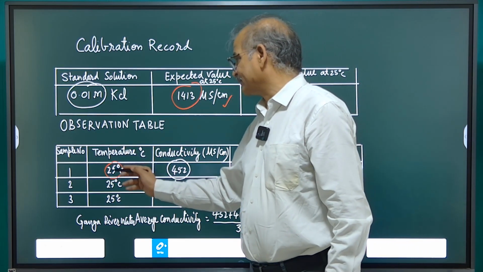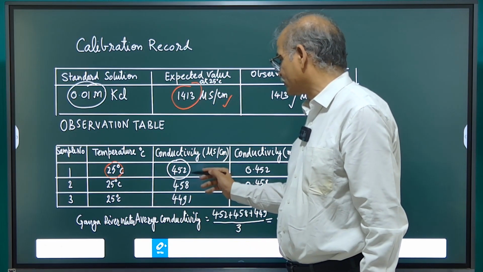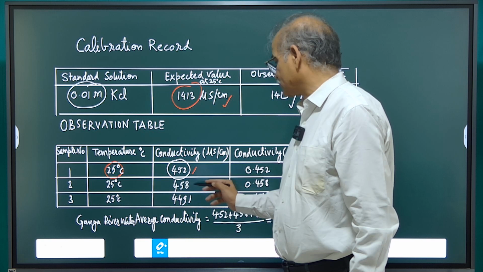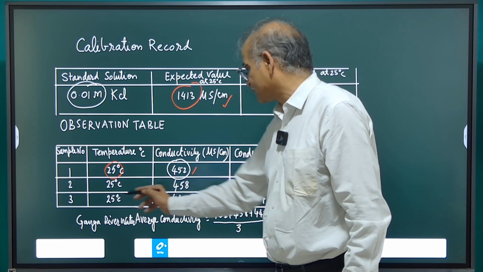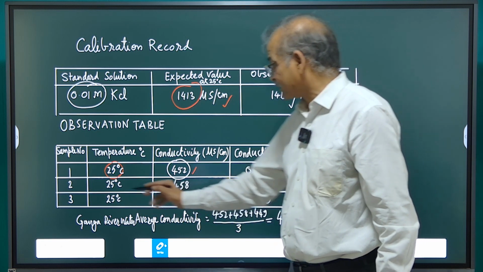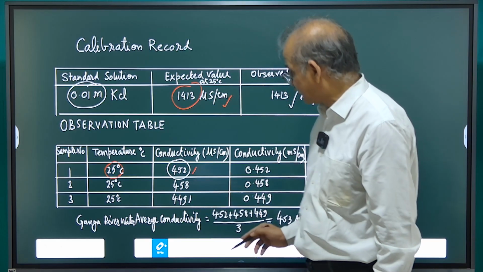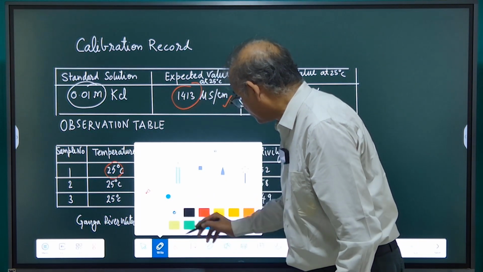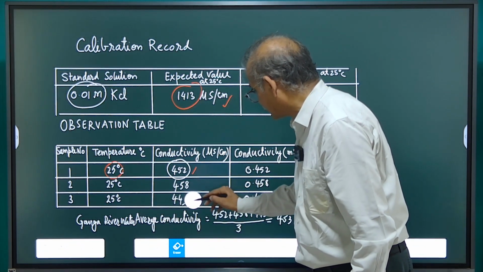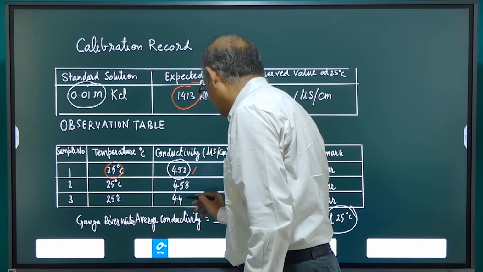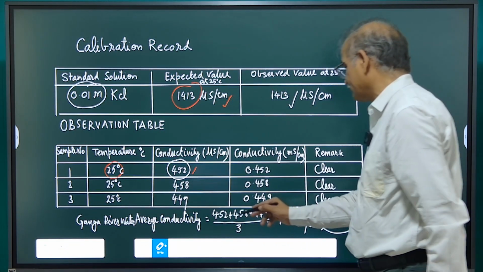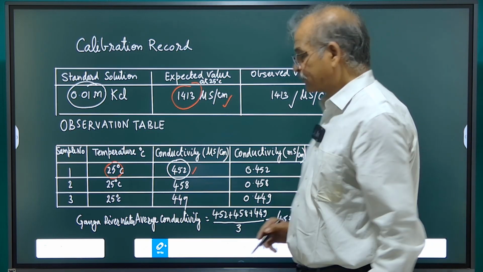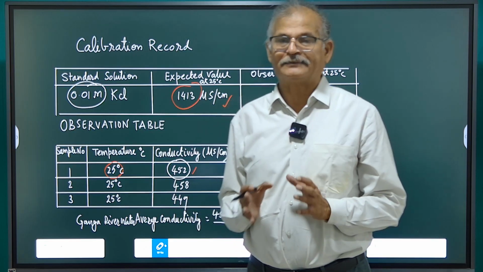Then at 25 degrees centigrade, sample number 1 we tested, we found 452 microsiemens per centimeter. Sample number 2, 458 microsiemens per centimeter. At 25 degrees centigrade, sample number 3, 449 microsiemens per centimeter. We get the average of 453 microsiemens per centimeter. So our observation is over.